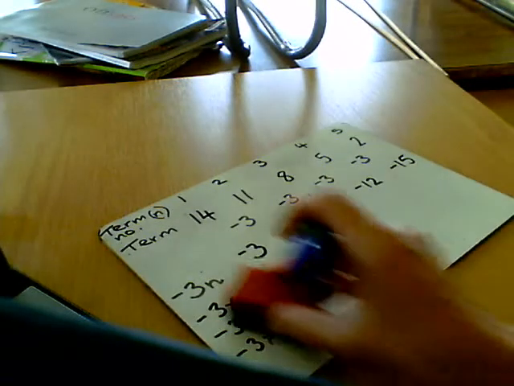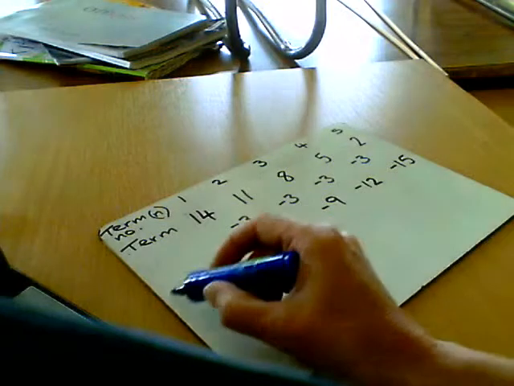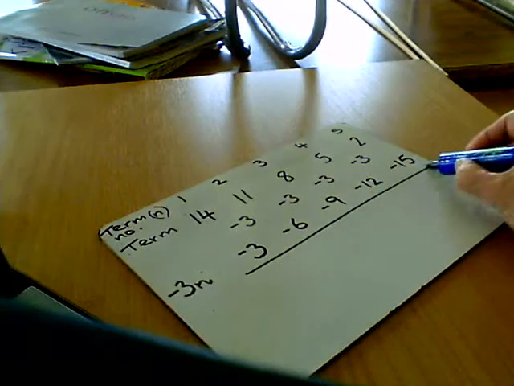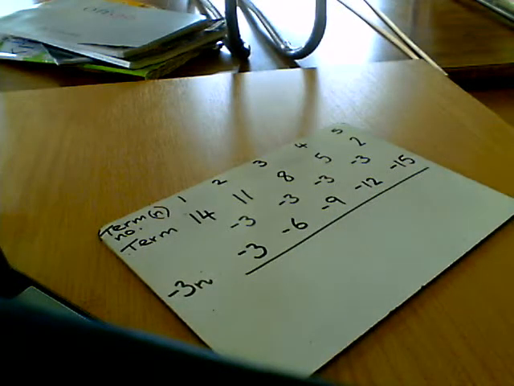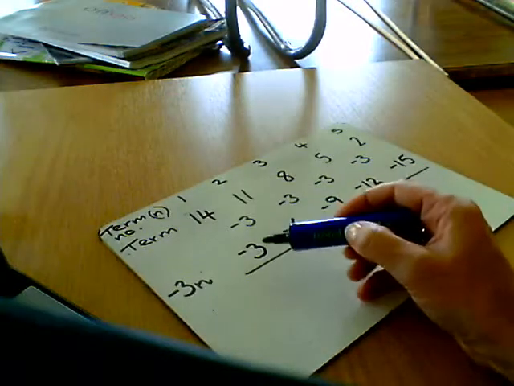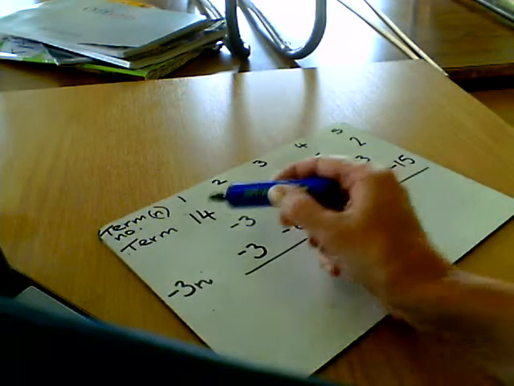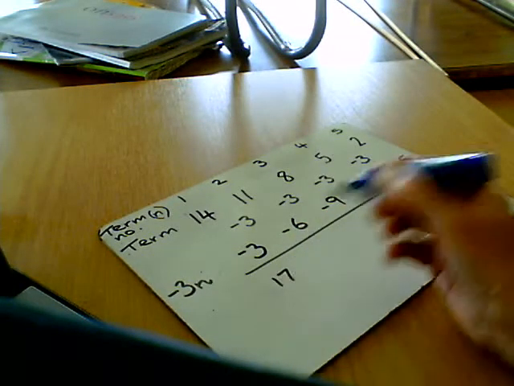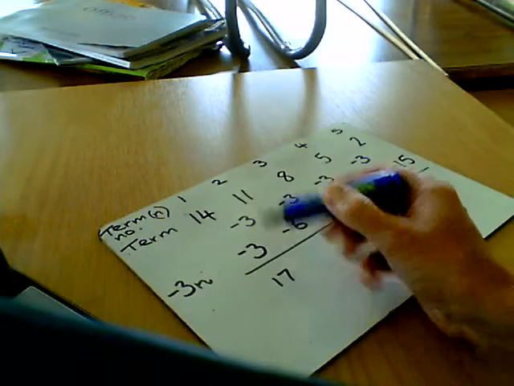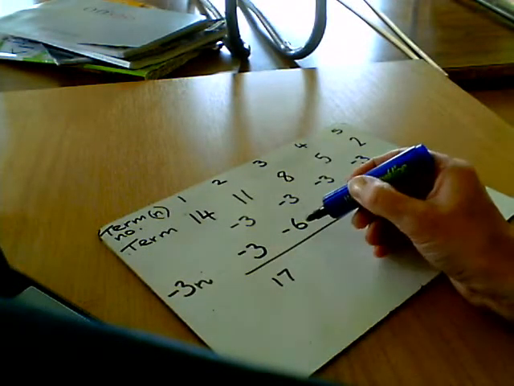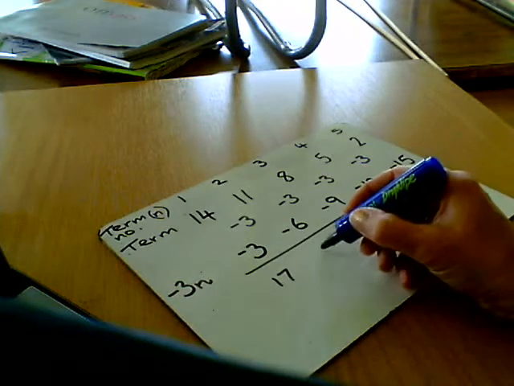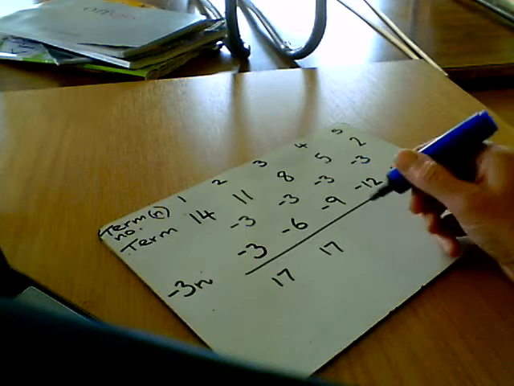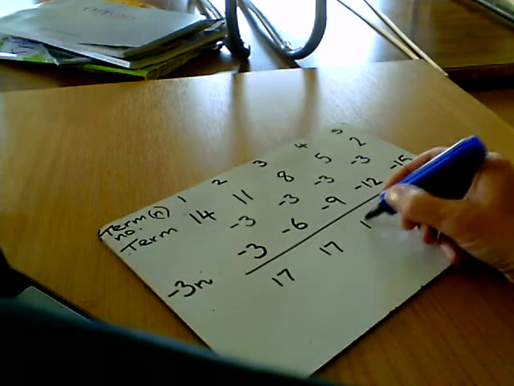So now I want to look at the difference between this rule, which is the rule for minus 3n, and the sequence that I have above. I can see that the difference between minus 3 and 14 is actually 17. I would have to add 17 to minus 3 to have 14. And again, minus 6 add 17 is 11. Minus 9 add 17 is 8.